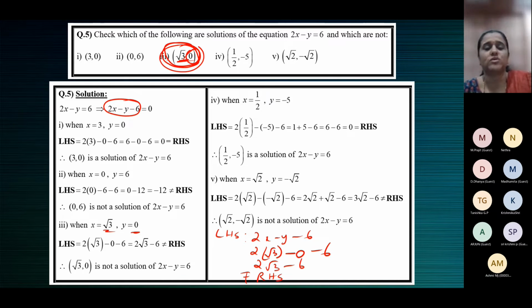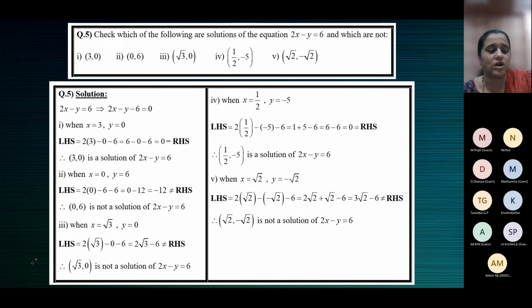So that means root 3, 0 is not a solution. If LHS is equal to the RHS, it's a solution. If it's not equal, it's not a solution.